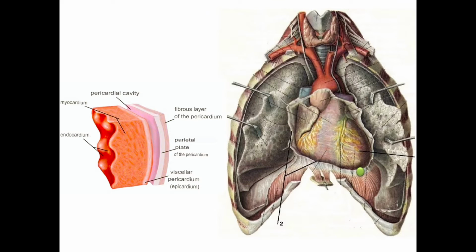Behind, the mediastinal pericardium is adjacent to the esophagus, the thoracic aorta, and the azygos and hemiazygos veins, surrounded by loose connective tissue.